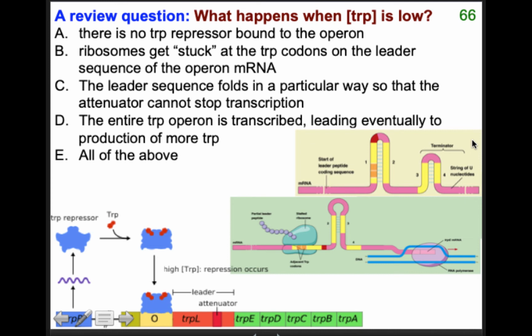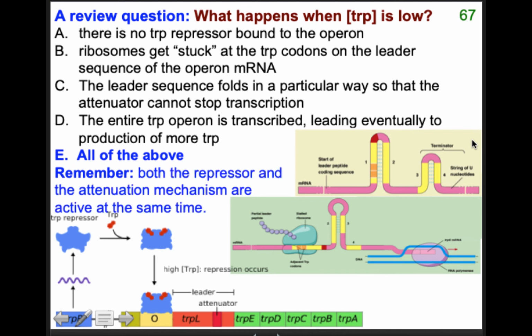Alright, welcome back. So yes, the answer is all of the above. All of these things happen when the concentration of tryptophan is low. Just remember that both the repressor protein here and the attenuation mechanism, which happens inside this leader sequence with the attenuator, are active at the same time. Both of them help us block the transcription and translation of these structural genes, either by blocking it at the operator sequence or by ending transcription early.